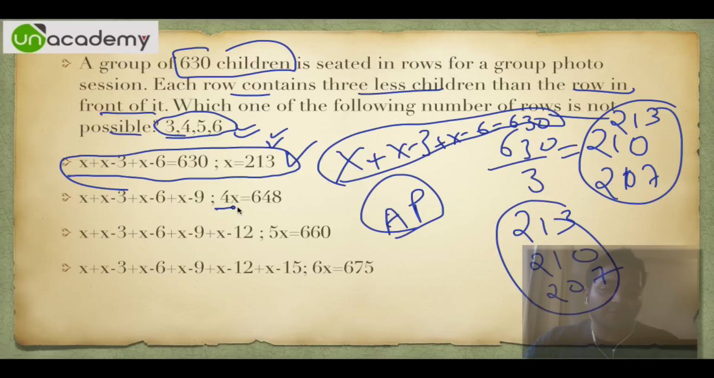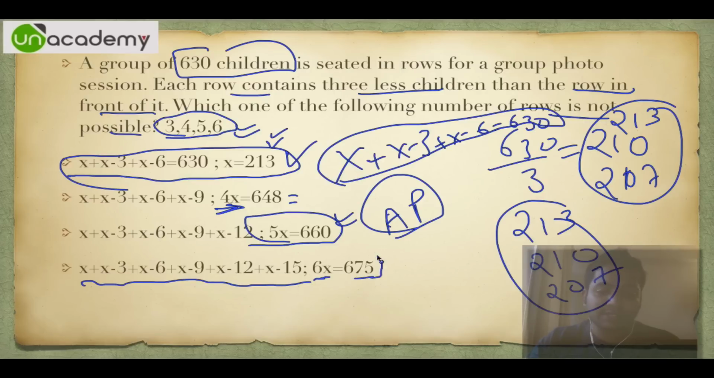Similarly we do for x here. So 4x is equal to 648. So x की value यहाँ पे भी it will come in pure number, not digits. Then we have 5x is equal to 660. Then also x, obviously 5 can be divided. Then if you do x here, you will see that this is 5, so it is not divisible. So 6 rows are not possible.